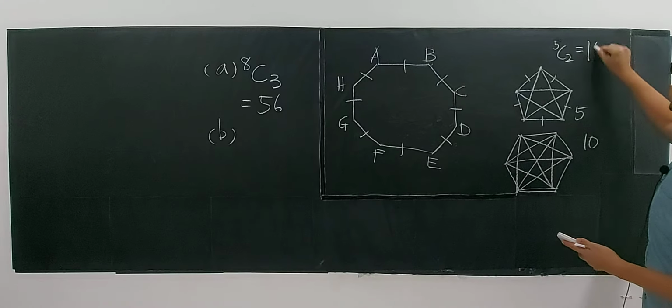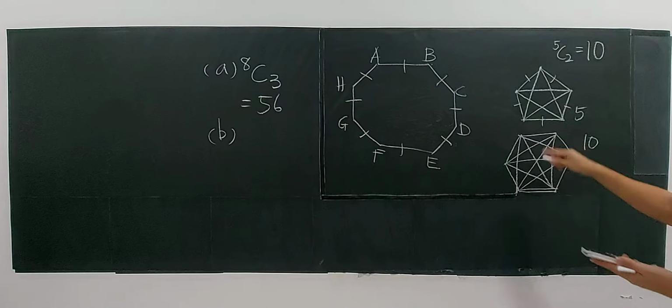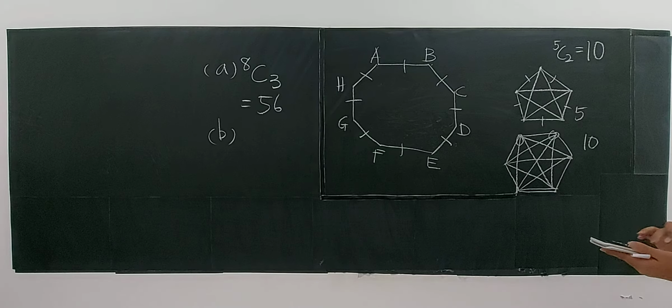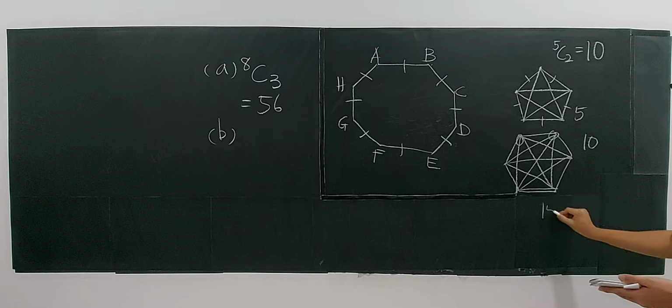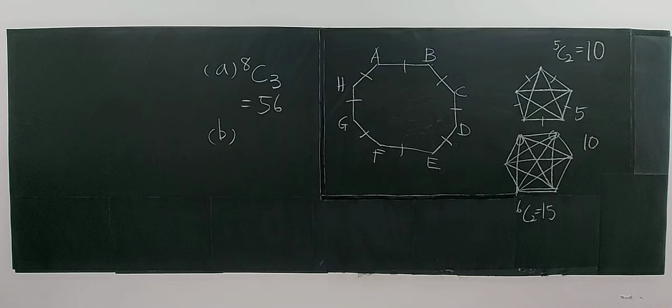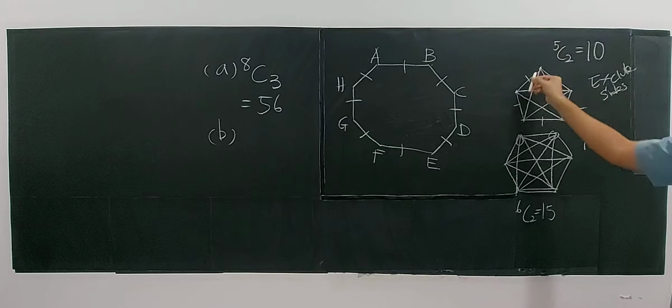Why getting 10? So for this one, okay, you have how many points? 6 points, right? You're taking 6 choose 2. You have 15 points, right? How come? I calculate it's 10 only. Because I said you must exclude the side. Okay, the sides, right? This side is not diagonal.